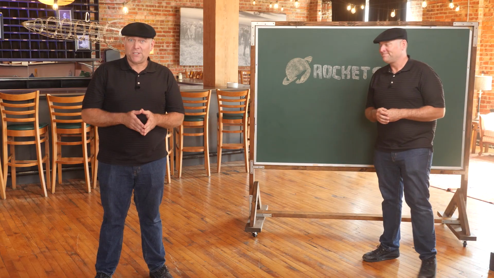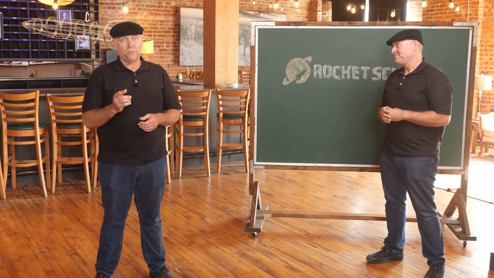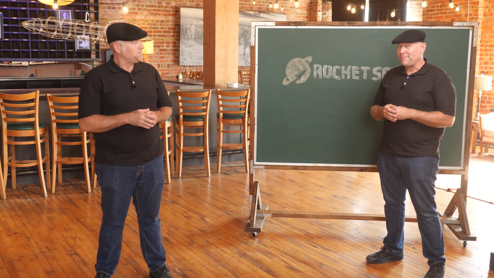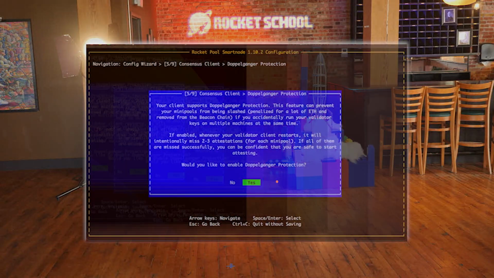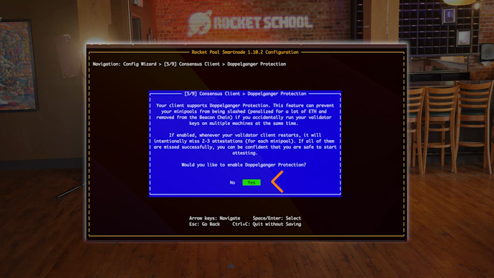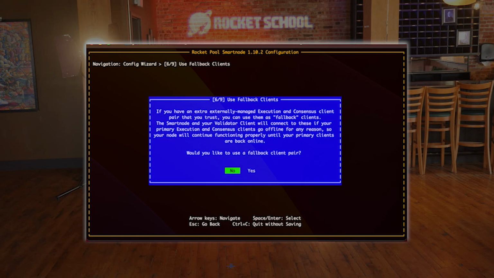Doppelganger protection is highly recommended as it prevents you from getting slashed, in case you have another future instance of your node running on another machine. Go ahead and leave it at the default, which is yes, and move on. Step 6 is for advanced users who may have fallback clients. Since we are currently just trying to set up one node, we are going to leave it at the default, which is no, and hit enter to move on.